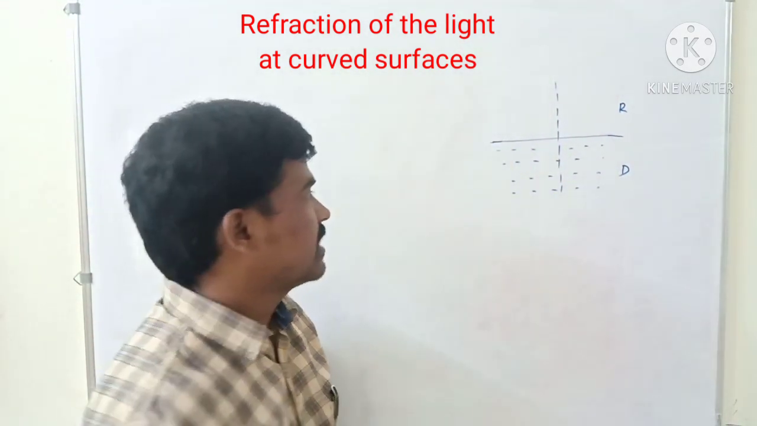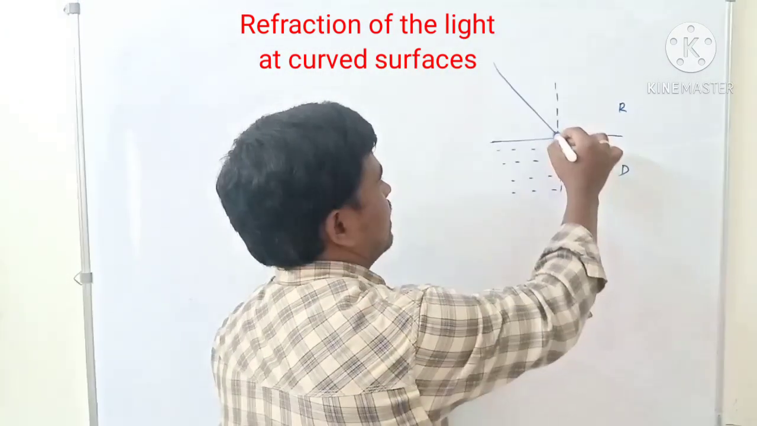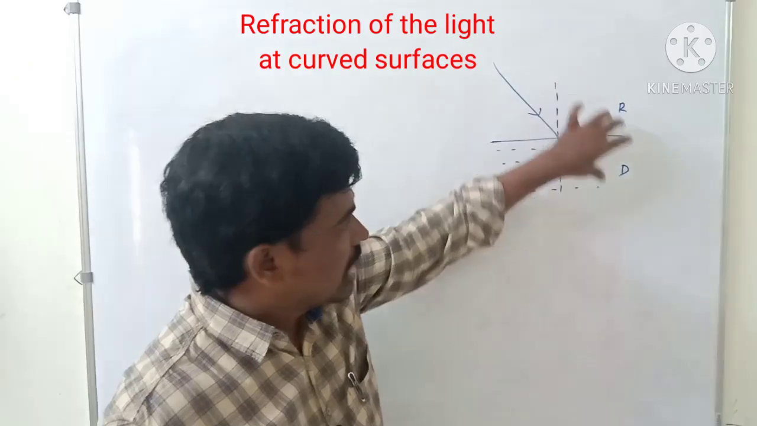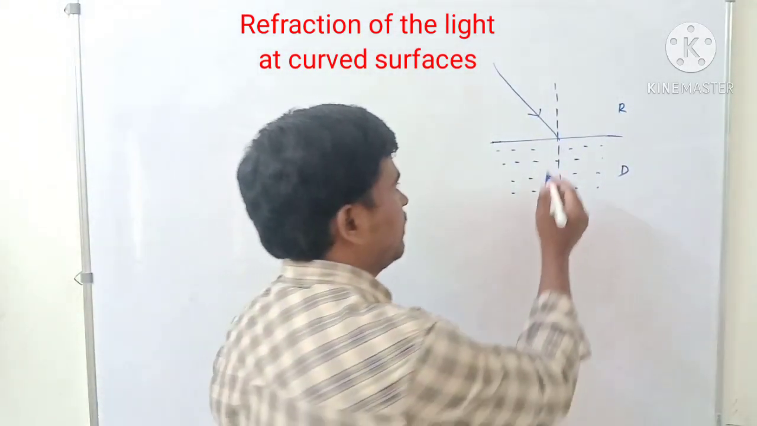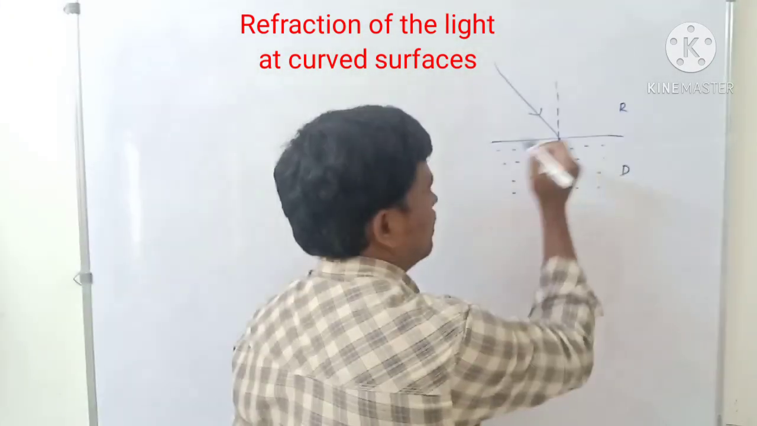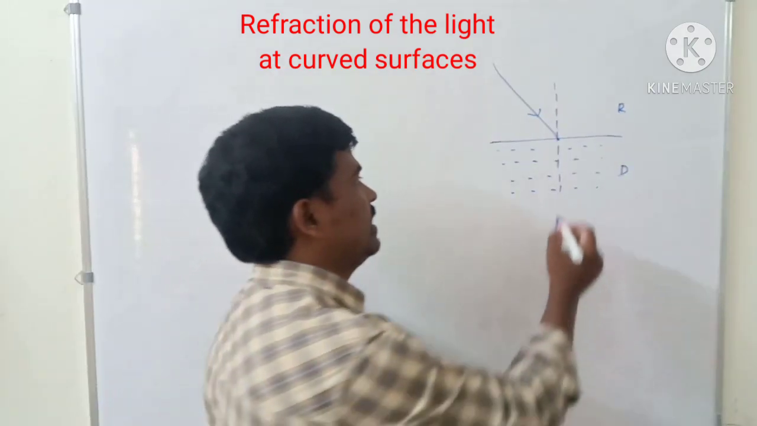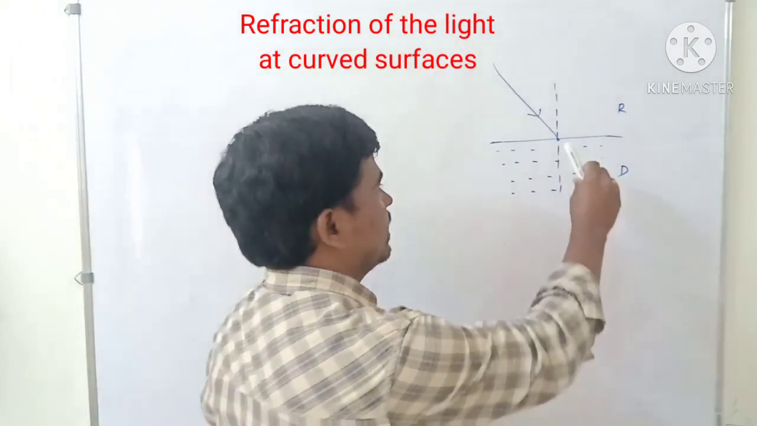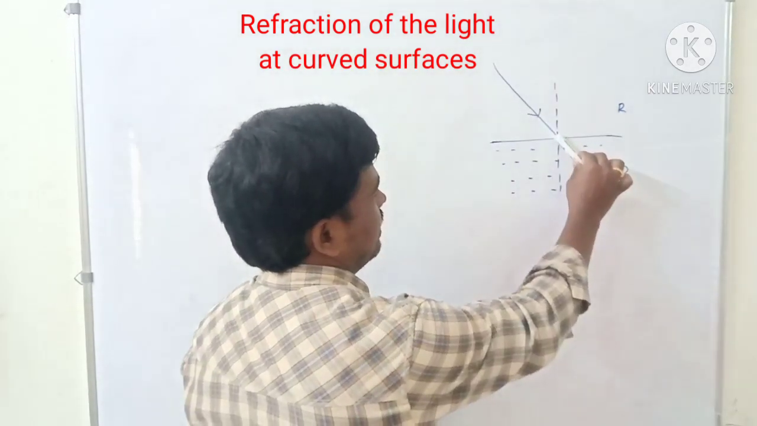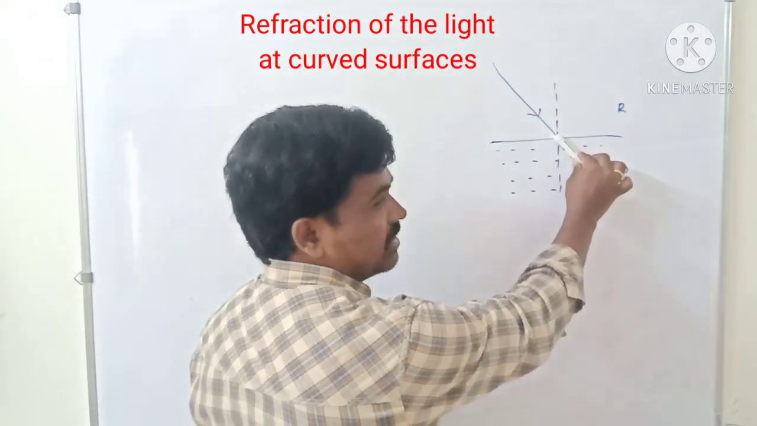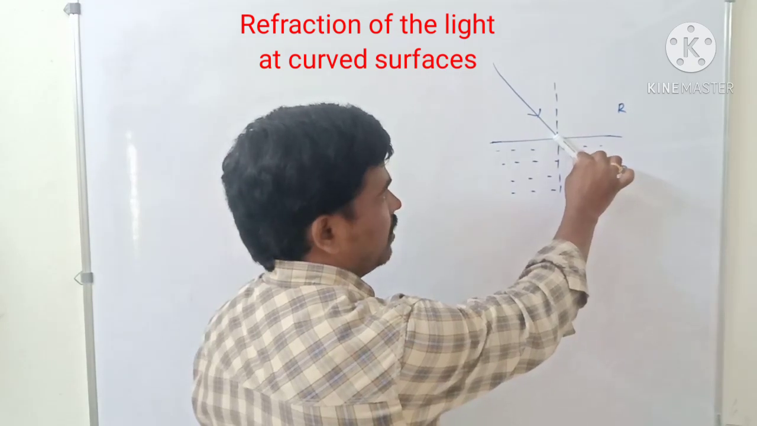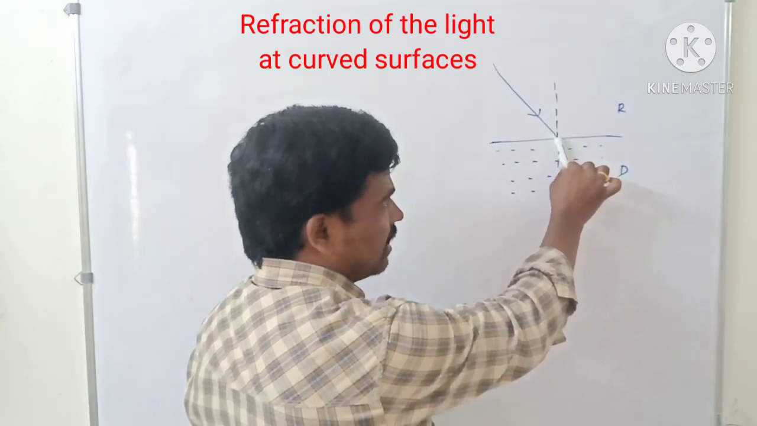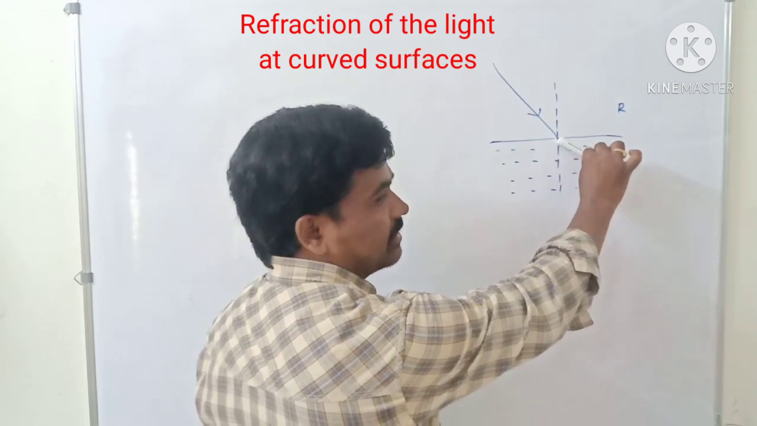So what is refraction? Light traveling from one medium to another medium at the interface changes its direction. This is the direction of the light. It changes its direction, meaning it bends. We have two types of bends here: it can bend this side or it can bend that side.